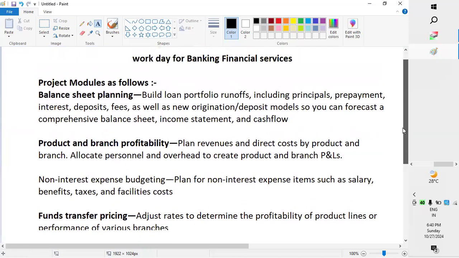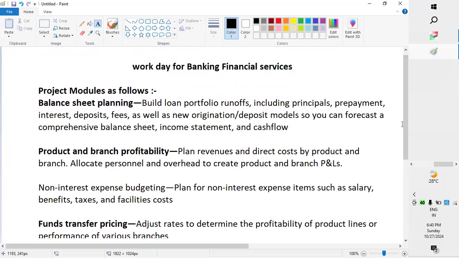Next is fund transfer pricing. This is also one of the core modules, where you adjust rates, because if you want to know the profitability of the product lines, or manage the performance of various branches, you use fund transfer pricing.